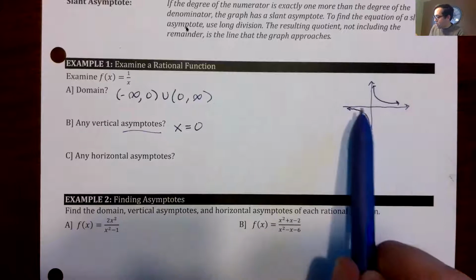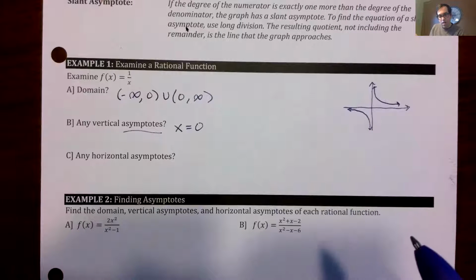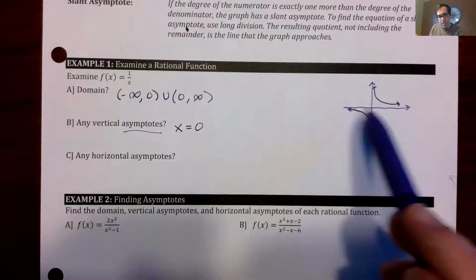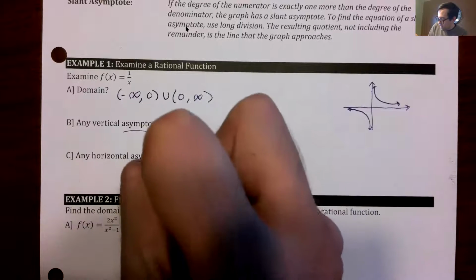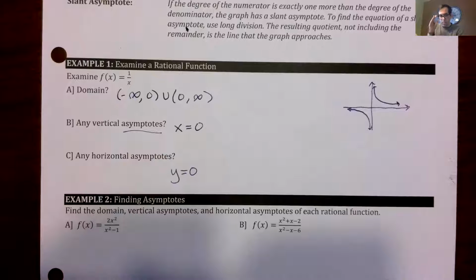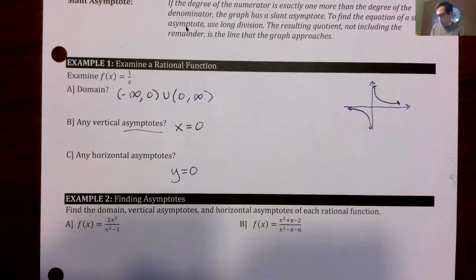We also have a horizontal asymptote in the same way. On the x-axis, the curve will never actually touch the x-axis. It'll just approach it forever. And so that line has the equation y equals 0. Every point on the x-axis has a y value of 0.